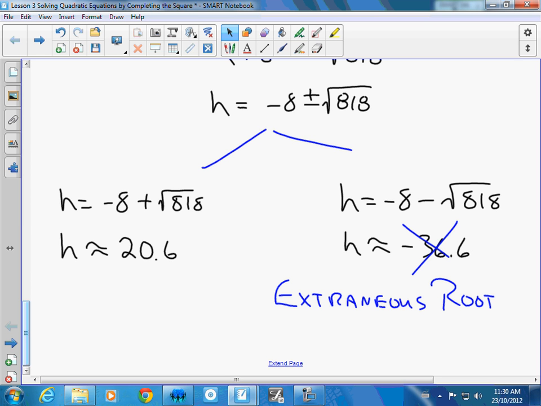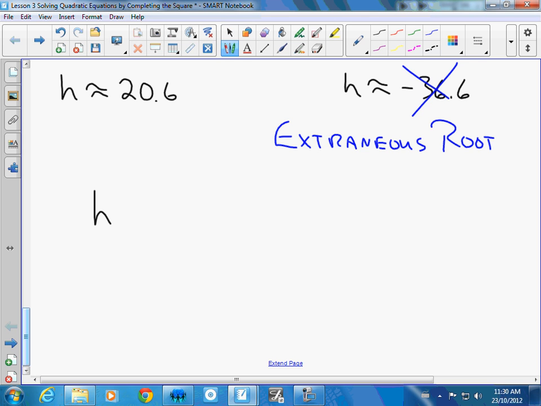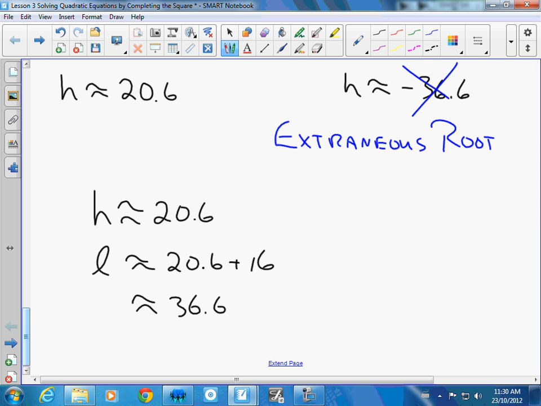Okay, so what are the dimensions of this actual TV? The height is approximately 20.6. What's the length going to be? So it's approximately, what was the calculation? 20.6 plus 16, which is 36.6. It's interesting that it works out that way. Will it always work out that way? Oh, this is in inches, isn't it? No, it doesn't. For all 42-inch TVs, that's the dimension. That's the dimensions of the screen, right? Sometimes they put a border around the outside.